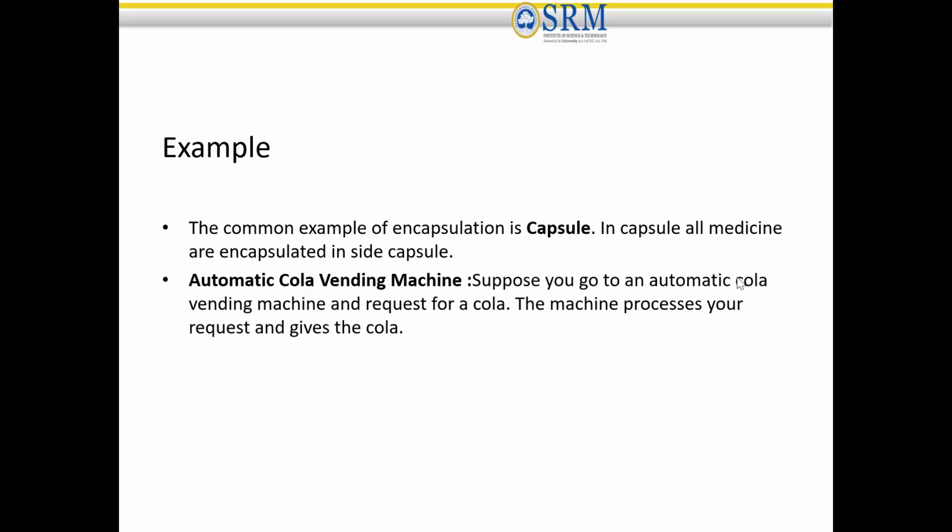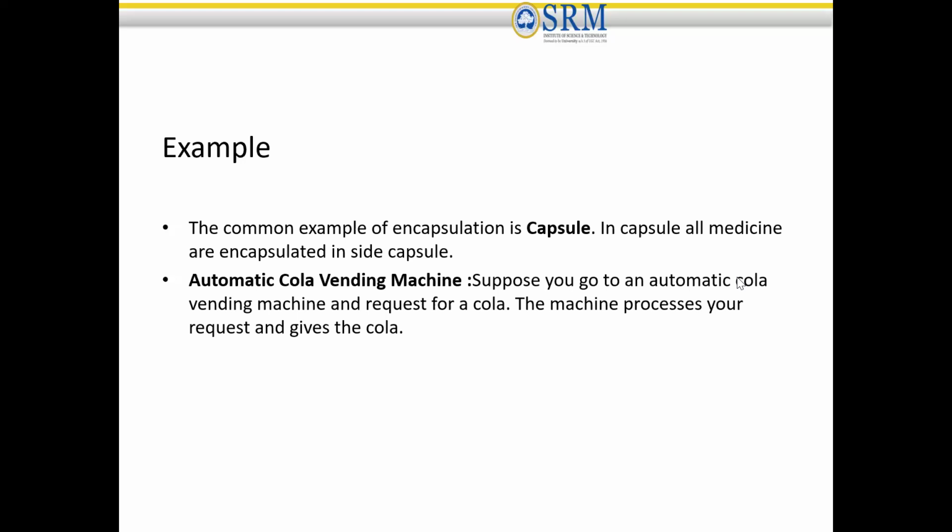Here is the example. We already talked about the capsule, right? The common example of encapsulation is the capsule. In a capsule, all medicines are encapsulated inside the capsule. That is, it cannot be seen outside. It is totally hidden.